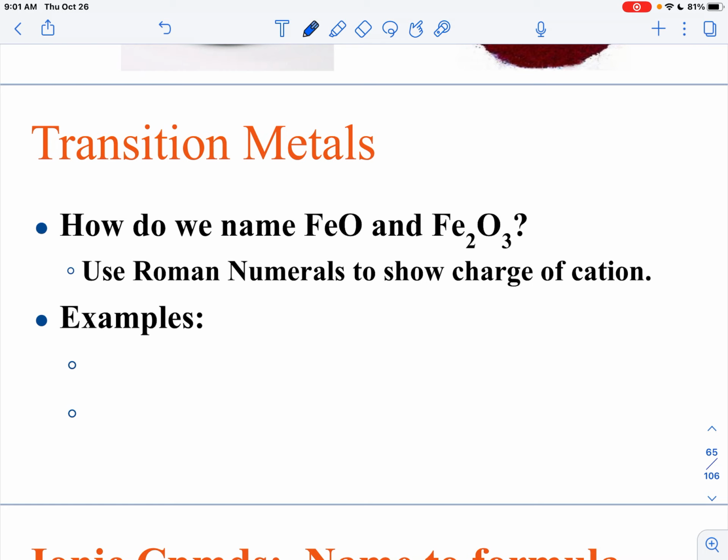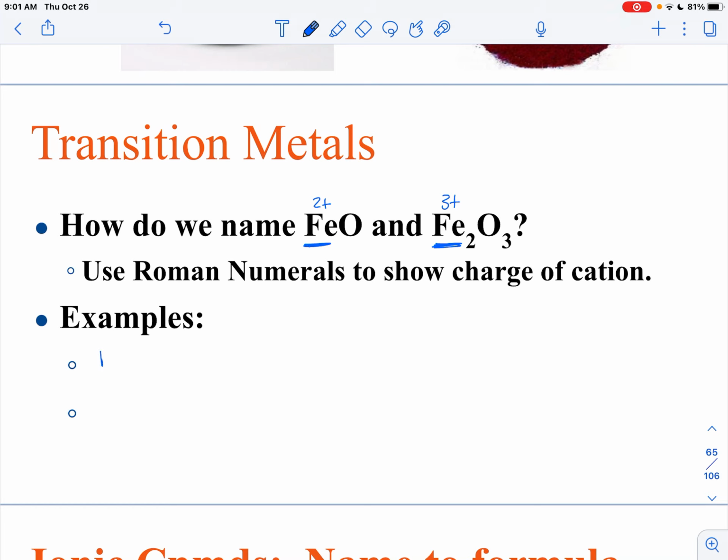So what we do is we use Roman numerals to show the charge on the metal. Now, we don't have to worry about the nonmetal, because nonmetals cannot form more than one charge. Oxygen can form a 2 minus charge, that's it. So we don't have to worry about that. What we need to do is tell what version of iron we are working with here. So we know that this version of iron was the 2 plus, this version of iron was the 3 plus.